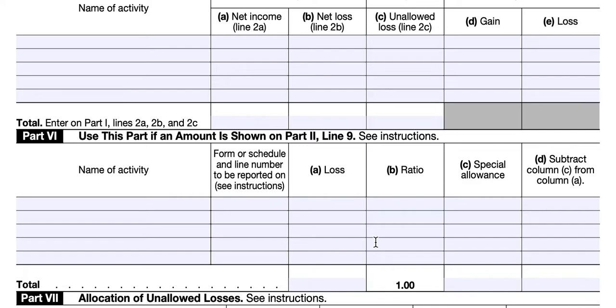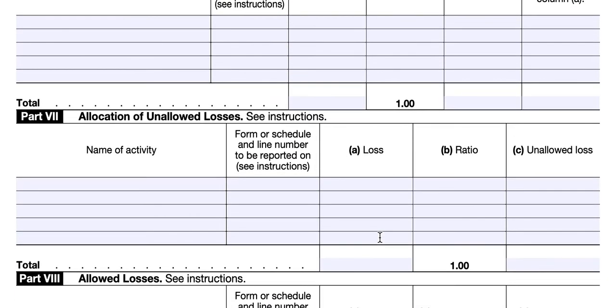You will use Part 6 to calculate the allowance on Part 2, line 9 of Form 8582 amongst your rental real estate activities. If you use the worksheet and the instructions for line 9 to apply any remaining special allowance to prior year unallowed CRD from one or more rental real estate activities, you will need to complete a separate Part 6 to allocate that portion. For more guidance, please see the form instructions.